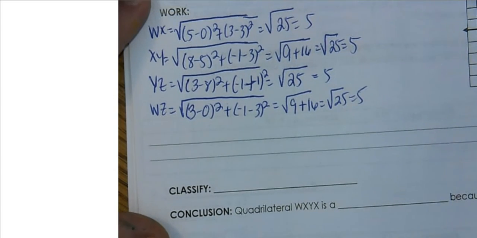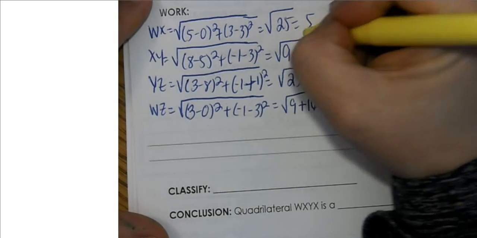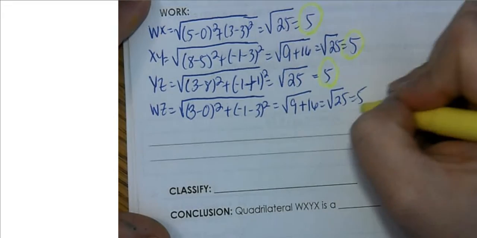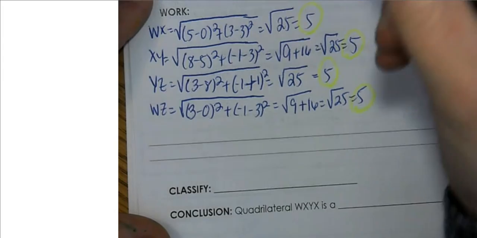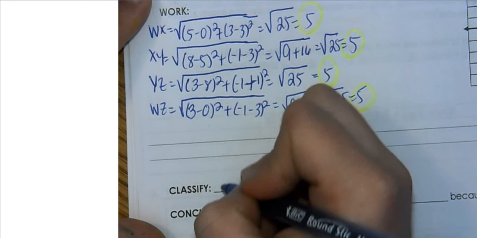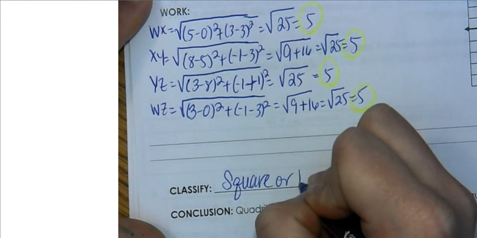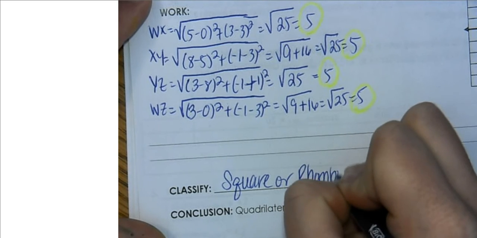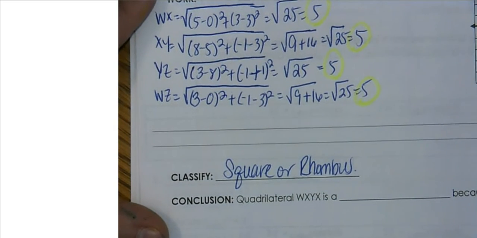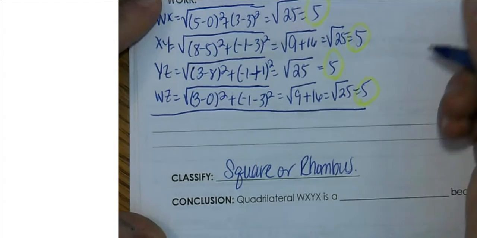So far, I can see that all of my side lengths are the same. And that tells me that I am dealing with either a square or a rhombus. That's what I need to decide. Is this a square or is this a rhombus? So now I'm going to identify my slopes.